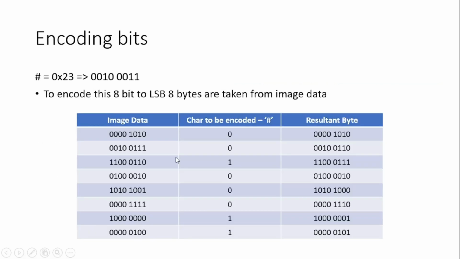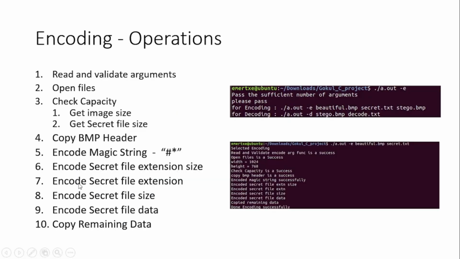For encoding the secret file extension, let us say we are using a .txt file, it needs 4 bytes of data, that is 32 bits for .txt. And for the secret file extension size, that's also 4 bytes, so 32 bits. And the secret file size is an integer, so that also needs 32 bits. Then for the secret file data, let us say there are 100 or 200 bytes of data, we need that much accordingly.